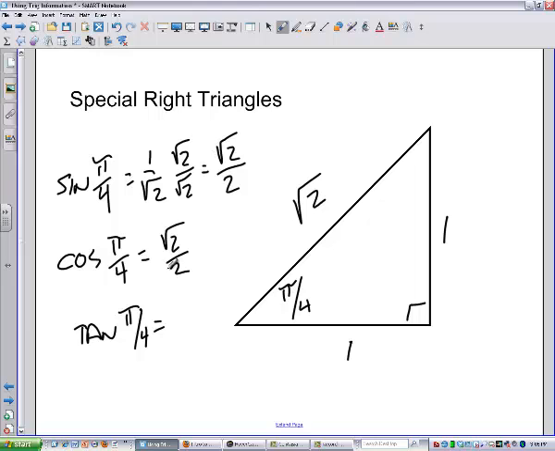Tangent, well, it's the sine divided by the cosine, if you like. This divided by itself is 1, or if you want to use opposite over adjacent, you get that there. So we've got those little pieces right there.